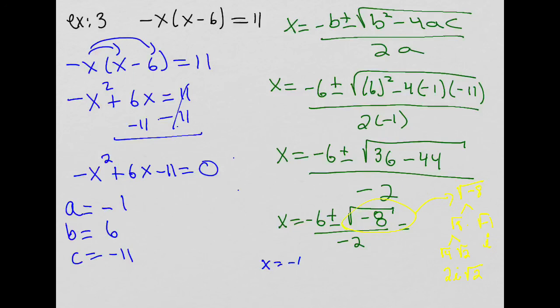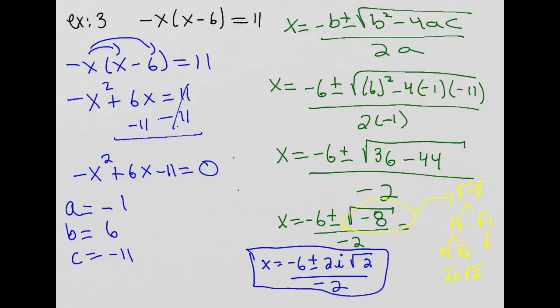So then I have x equals negative 6 plus or minus 2i square root of 2 over negative 2. You can simplify this a little bit more with the negatives, so that the denominator is not a negative. You could also just leave it like this. But let's see how that looks. So I have negative 6 plus or minus 2i square root of 2 over negative 2. So again, this is two answers.